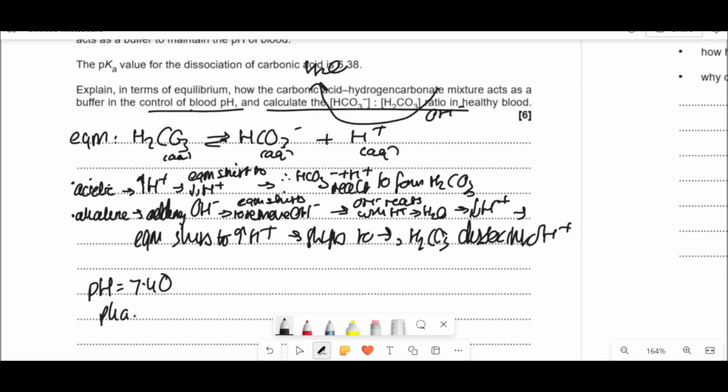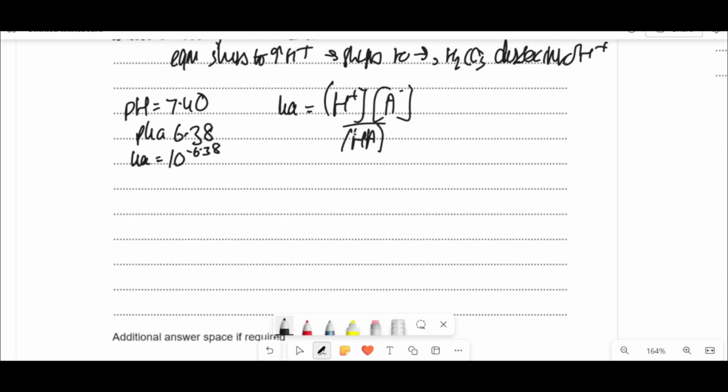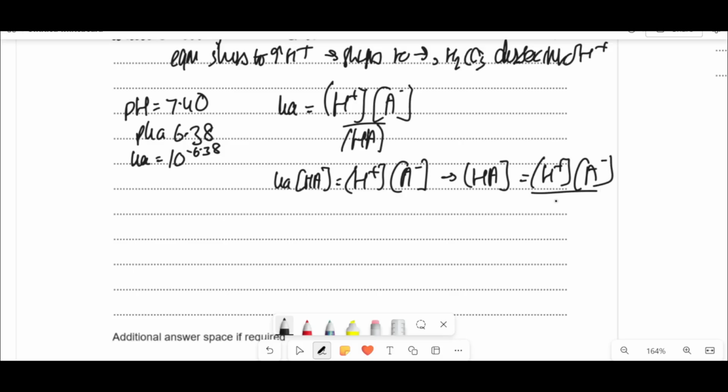They've told you that the pKa for this is 6.38. So Ka is going to be 10 to the minus 6.38. Now they've told you to work out the ratio of this to this, right? That's your HA, that's your A minus. So if the Ka formula is that, then if I rearrange this to get Ka times HA, that would give me H+ and A minus, right? But then if I divide both sides by Ka, I'll get HA equals H+ times A minus over Ka.